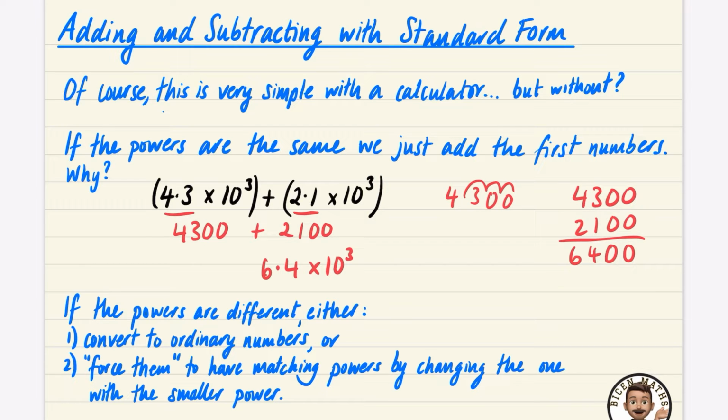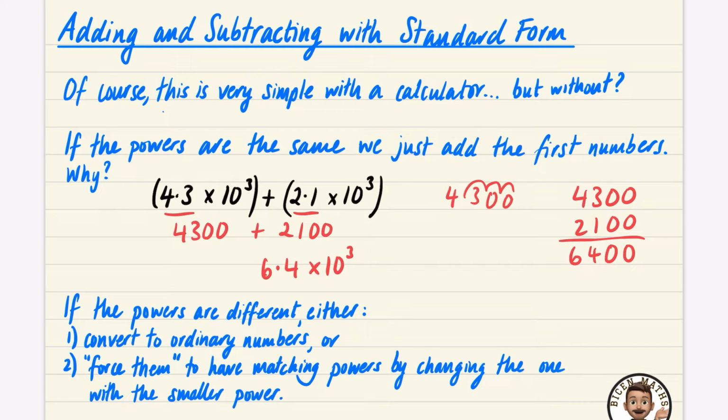If they had a slightly different power, let's say it had an extra power of 0, the 4 and the 2 would no longer be in the same column, so we couldn't just add them up together. Okay, so the answer for that one is 6.4 times 10 to the 3.